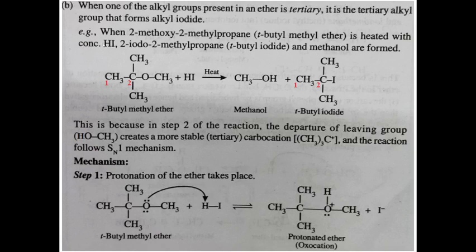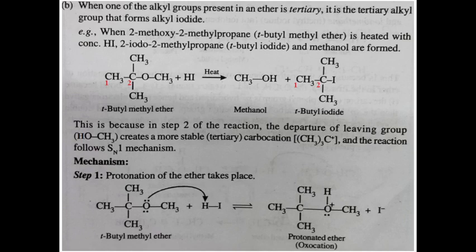In the other case, we discuss a more substituted alkyl group which forms an ether with a methoxy group. When one of the alkyl groups present in the ether is tertiary, this is a tertiary butyl group, and it is the tertiary alkyl group that forms an alkyl iodide. In the previous case, the least substituted carbon's alkyl group formed the alkyl iodide. So when we use a tertiary alkyl group as one of the substituents, we get tertiary alkyl iodide.